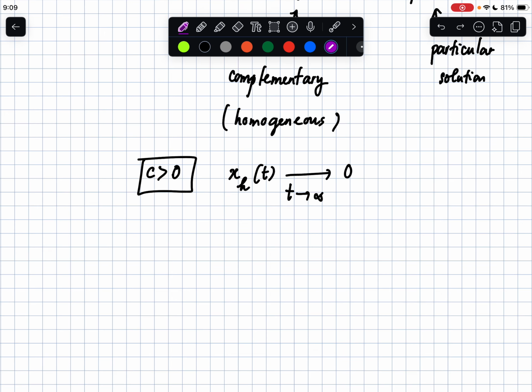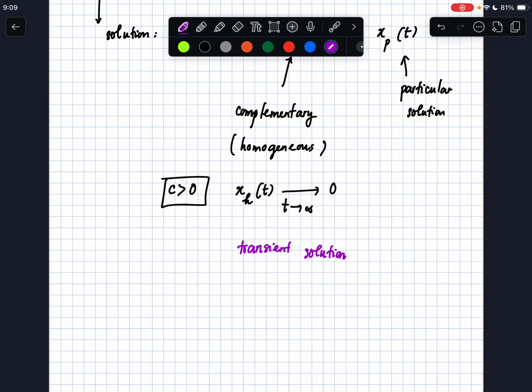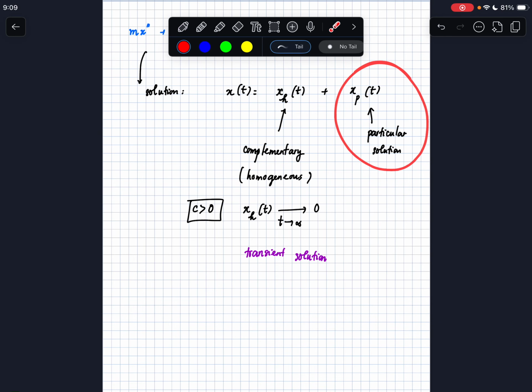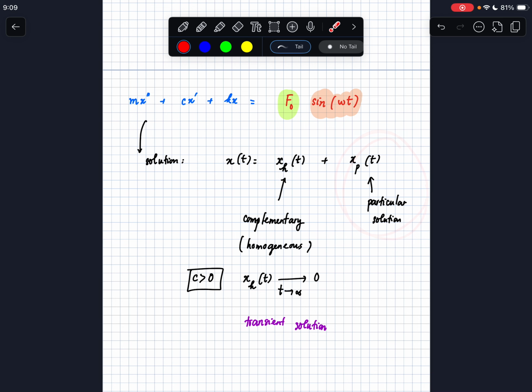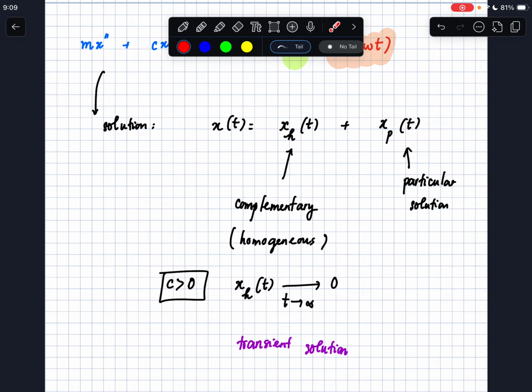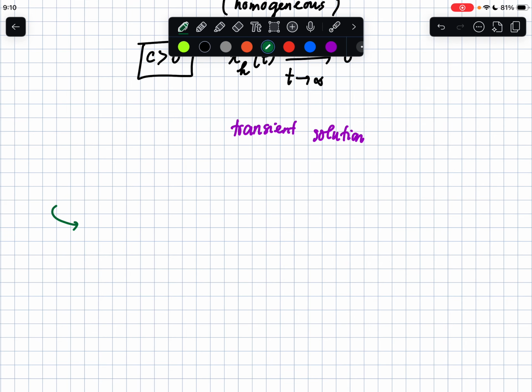This part we call the transient solution. It will die out eventually. So that leaves only the particular solution, this part. And now we will try to find x_p.